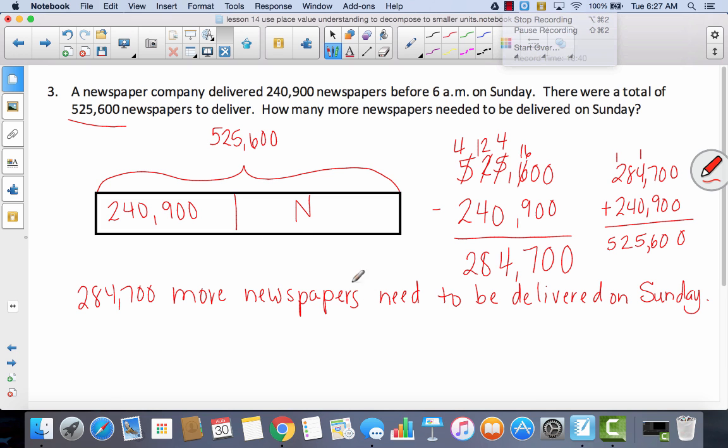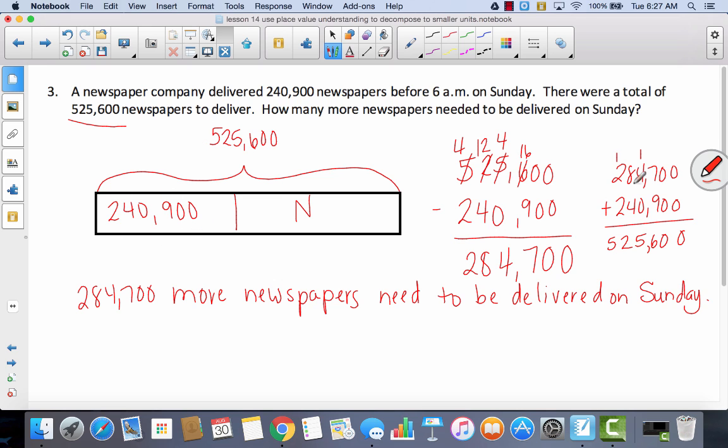Okay, so let's take a look here. So I figured out that in order to solve for N, I needed to subtract. So when I got ready to subtract, I saw that I needed to unbundle in the hundreds place to be able to subtract. I was fine in the thousands, but I needed to unbundle to be able to subtract in the 10,000s. So that gave me 284,700, and I wanted to check my answer by taking N plus 240,900 to see if it equaled the total.